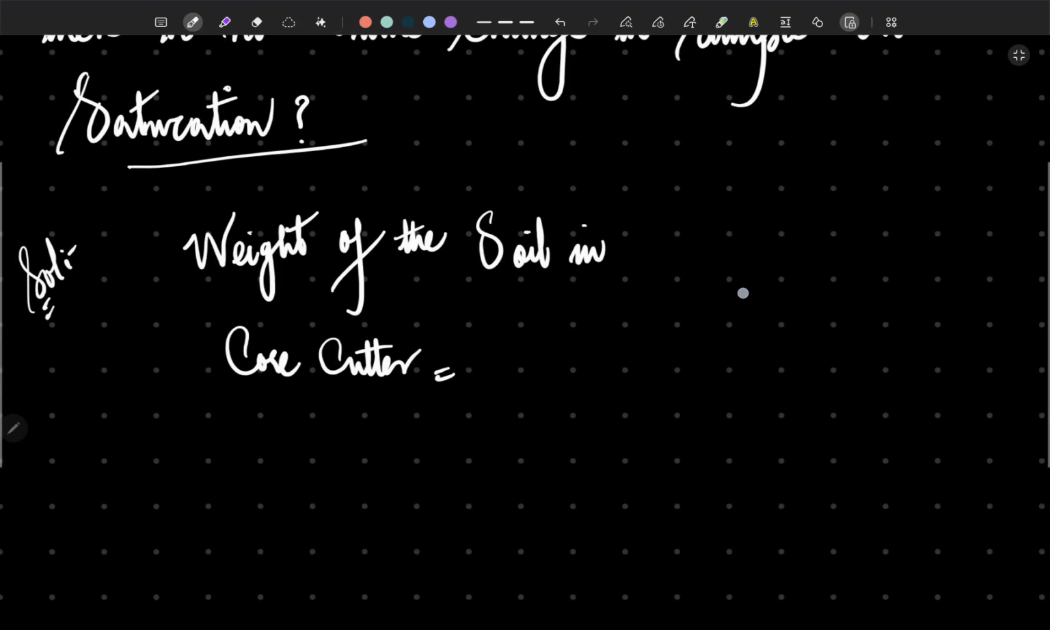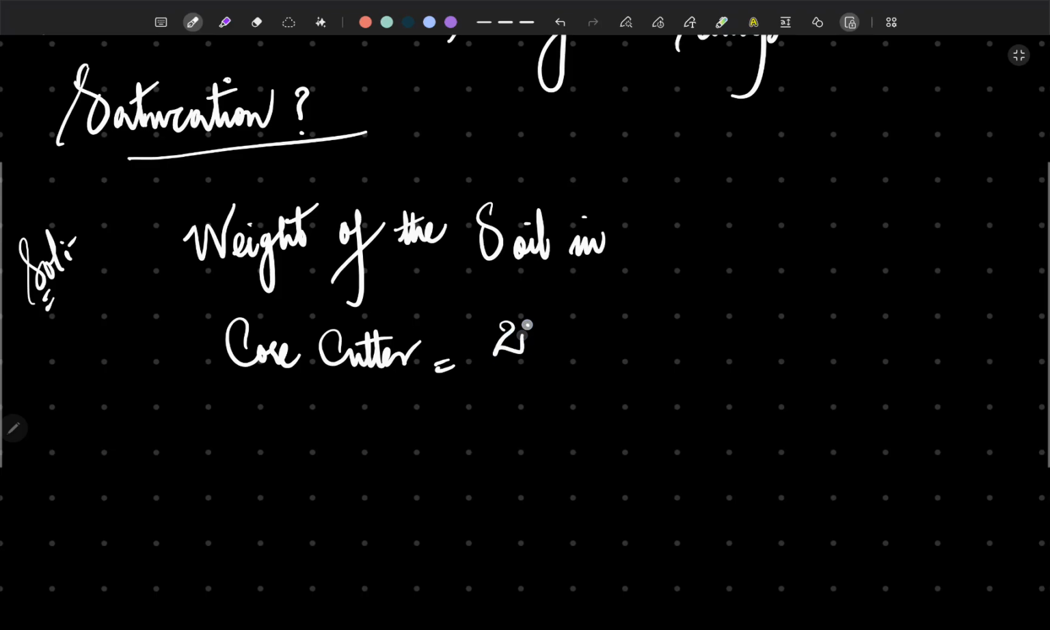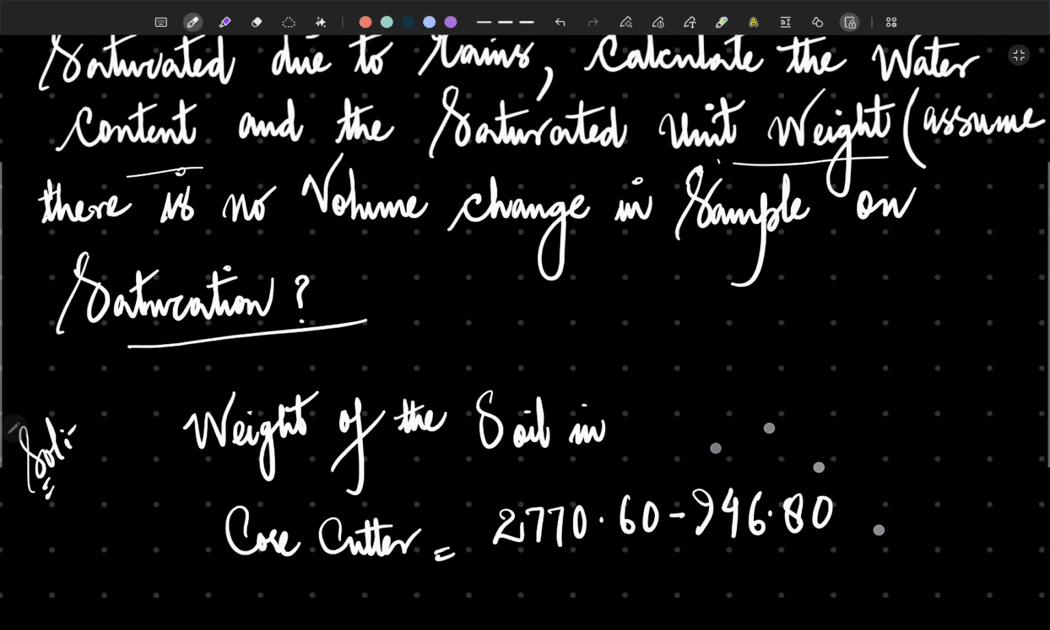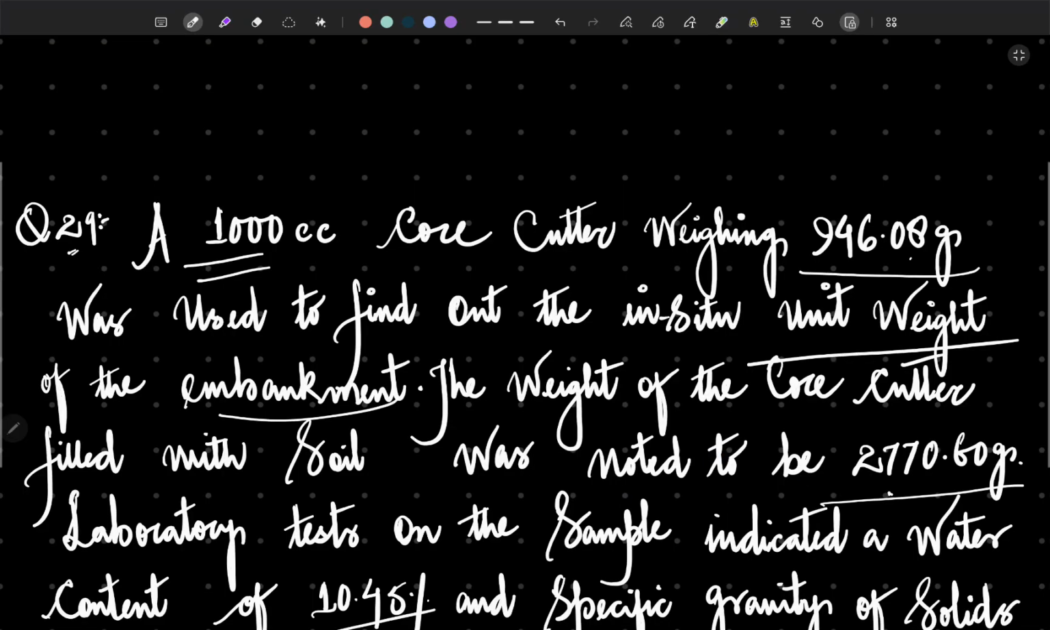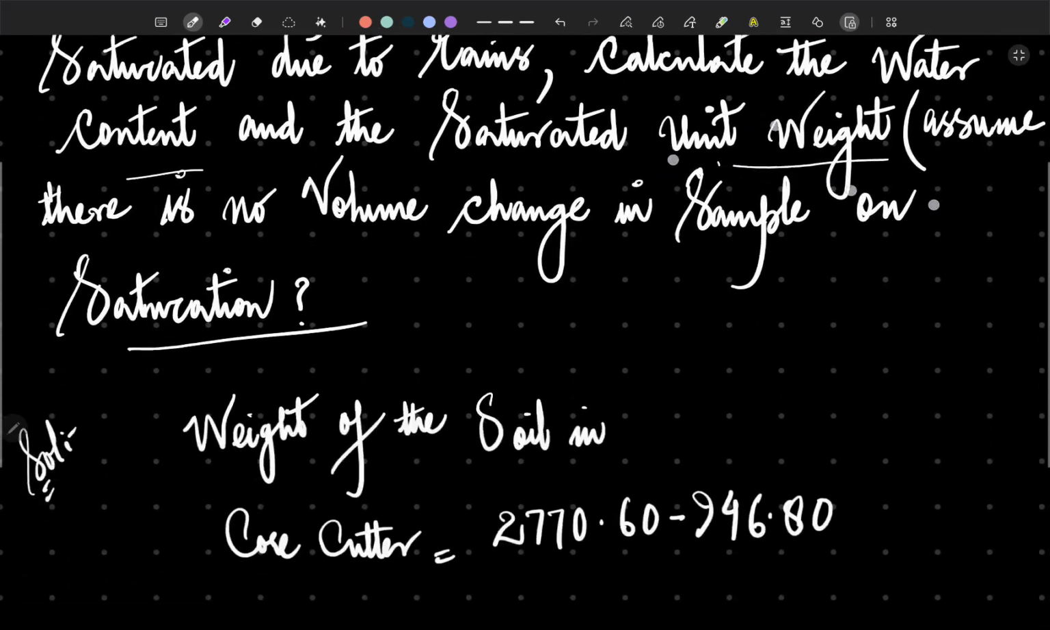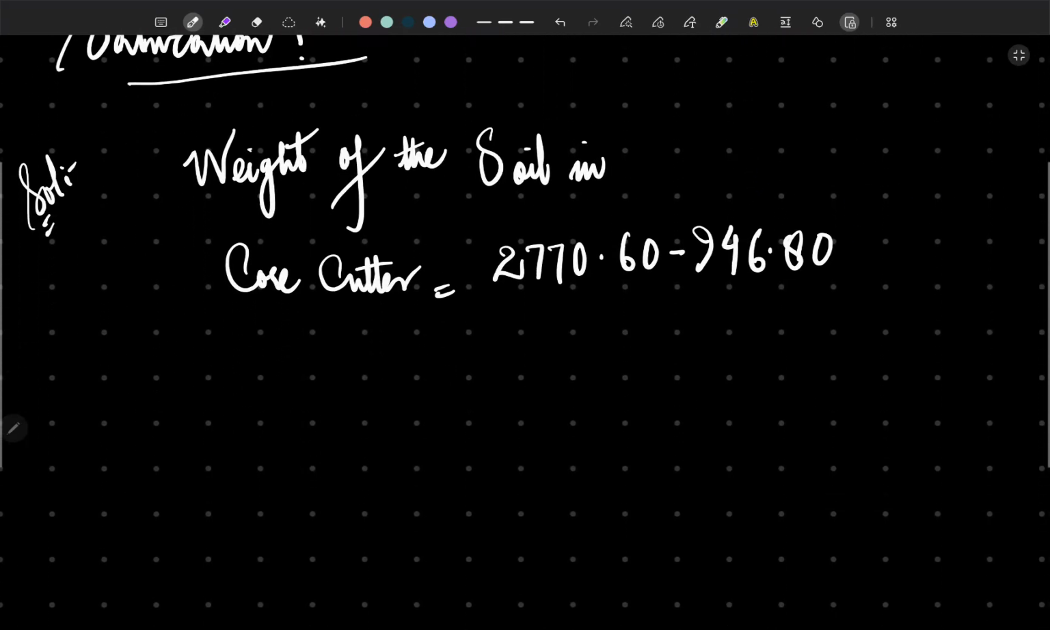So the weight of the soil is 2770.60 minus 946.80 grams. The data is very well given in the question. This much and this much. We'll be subtracting these two. We'll have the weight of the soil in the core cutter, which is equal to 1823.80 grams.